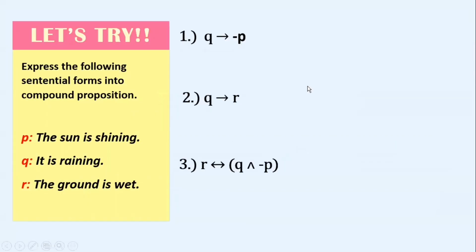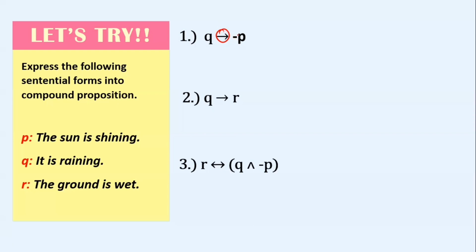Let's have more example. Express the following sentential forms into compound proposition. P, the sun is shining. Q, it is raining. Or, the ground is wet. So, number 1, kung makikita nyo yung symbol na ginamit natin dito ay conditional. So, ito yung if-then natin. Okay, so Q, if-then, negation ni P. So, naka-negate yung ating P dito.